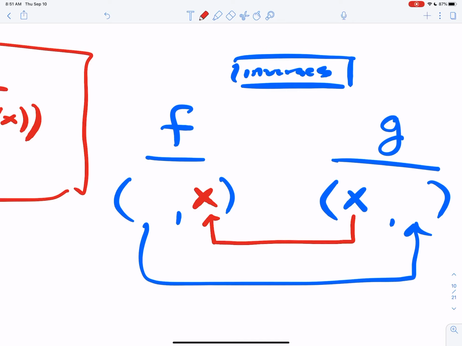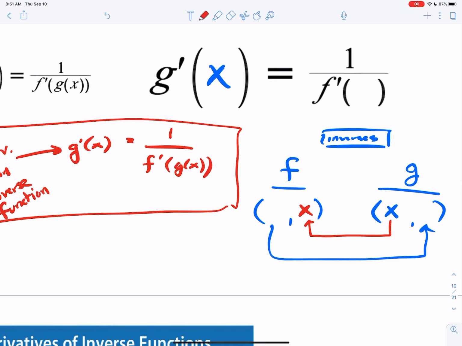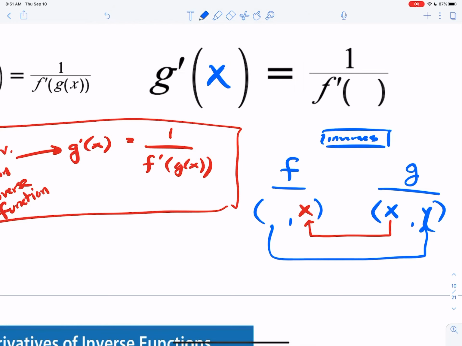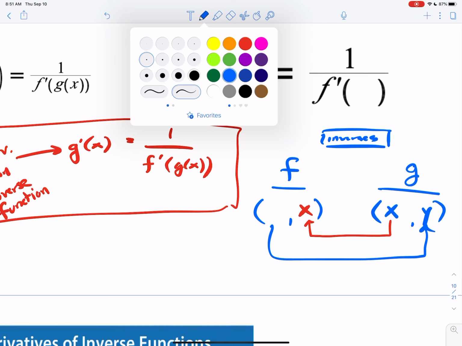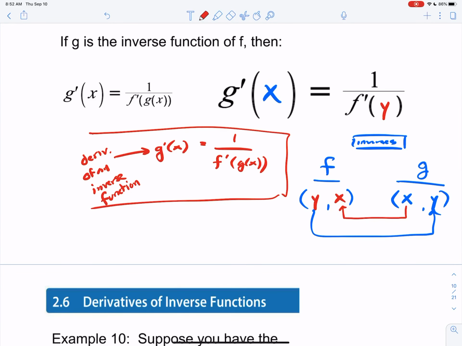Okay? So the y coordinate of g, using the wrong colors here, would just be y, right? But the y coordinate of g will be the f coordinate of f. Sorry, the x coordinate of f. So this right here is really a y. Okay? That's to get the formula out of the way.